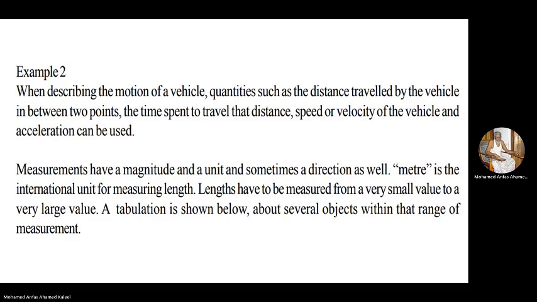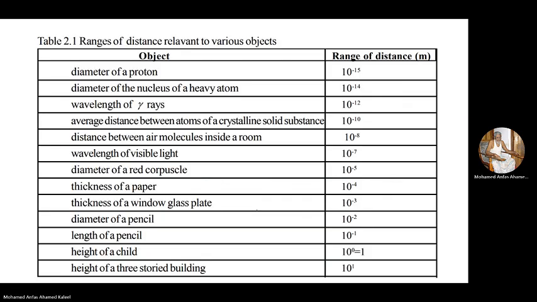The next point is that measurements have a magnitude and a unit, and sometimes a direction as well. For example, in the international unit system, lengths have to be measured from a very small value to a very large one. In the table below, you can see several objects within that range of measurements. This is the range of distances relevant to various objects.